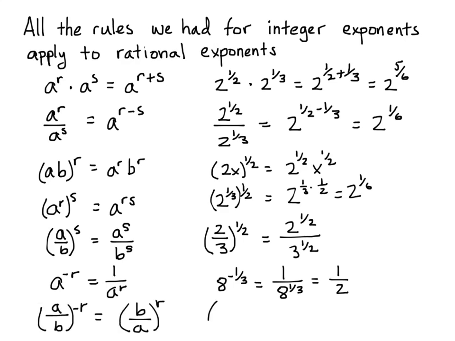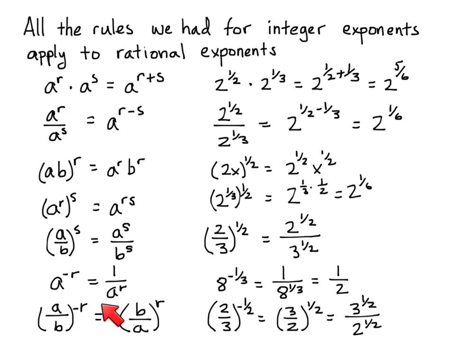Okay, and the last one is just an offshoot of the one ahead of it, where if you already have a ratio and you have a negative, you can just take the reciprocal of that ratio and keep the same exponent. So if we have 2/3 to the negative 1/2, that's the same thing as 3/2 to the 1/2, and then we can split that up: square root of 3 over the square root of 2.